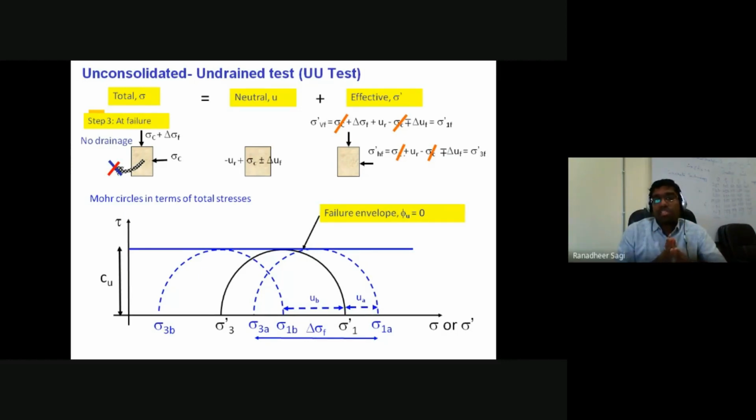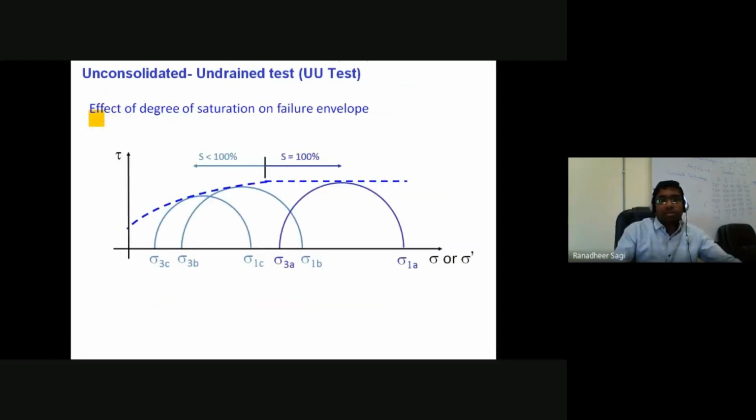But in case the soil is not fully saturated, your failure envelope is not exactly horizontal. Rather, you will come across a situation where this part of the region of the failure envelope, if you see here, is going to be like this, indicating that some slope exists, and that slope is obviously not equal to 0. So that's what we understand as the effect of degree of saturation on your failure plane. If your degree of saturation is not exactly 100%, then your failure plane is not horizontal. In case the soil is fully saturated, yes, your failure plane is going to be perfectly horizontal.